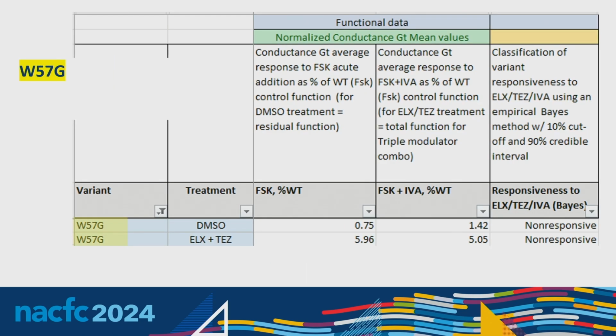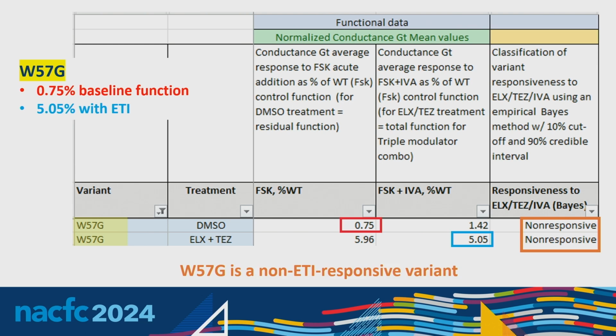Now, here's what a non-responsive variant looks like. This is W57G. Baseline function, 0.75%, so under 1%. Very likely this is a CF-causing variant. With ETI, you get it up to 5%. Now, that does not come near the 10% threshold, even with credible intervals and things like that. So this is a non-responsive variant.